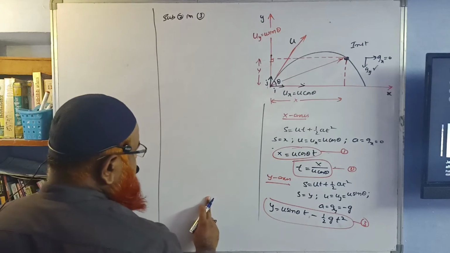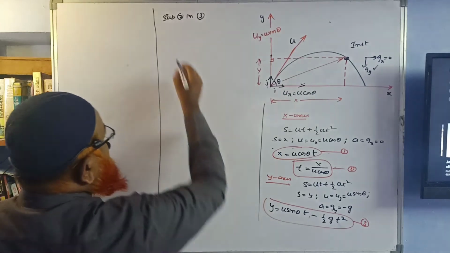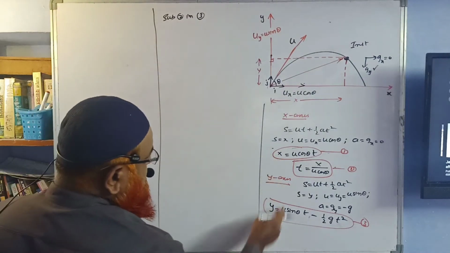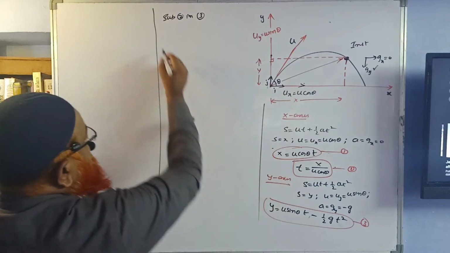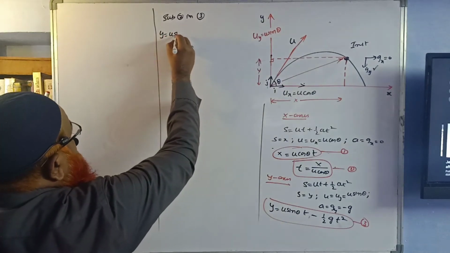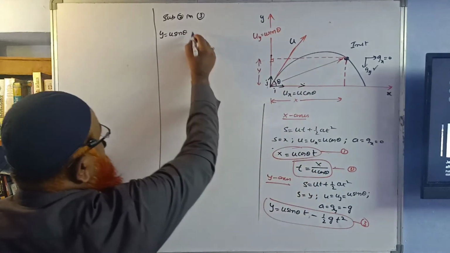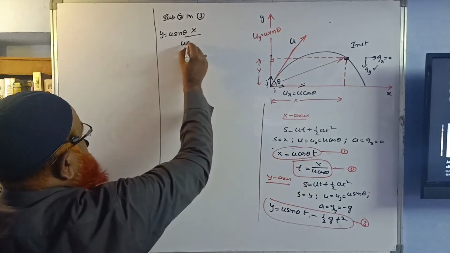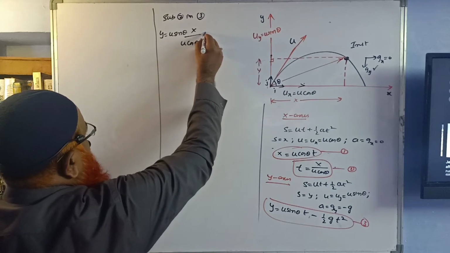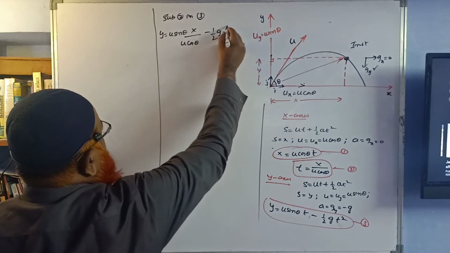What you are going to get here. So you need to write like this, substituting 2 in 3, you'll be getting y is equal to u sin theta. Instead of t, you are going to write this value, that is x by u cos theta here, minus half g t square.